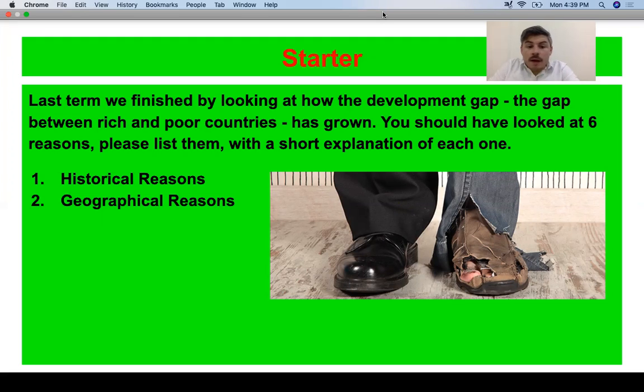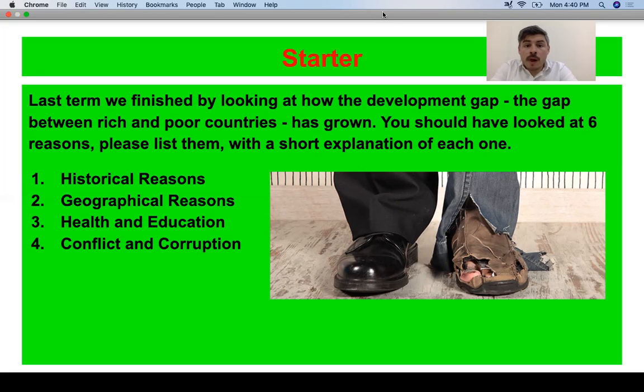Second one, geographical reasons. There are gaps in development due to the country's geographical features. If you don't have lots of rivers, if you don't have good land for farming, if it's too hot or too cold, it's going to be less developed. Health and education. If your population doesn't have good hospitals, if there's no doctors, if there aren't good schools to educate people, you're going to have less development.